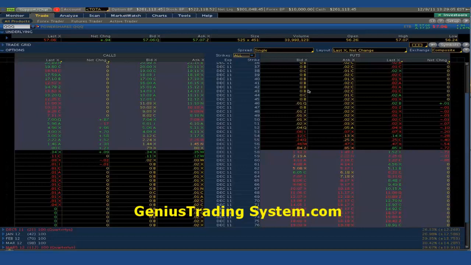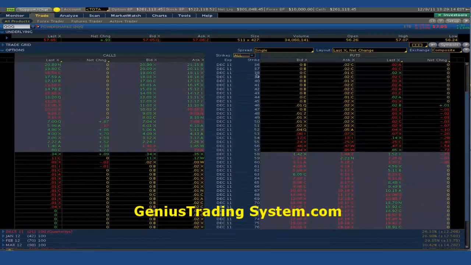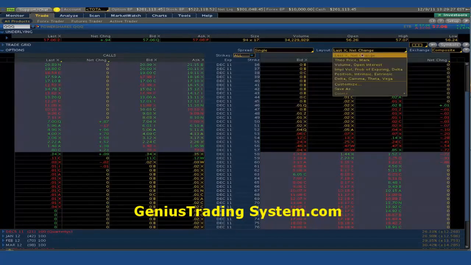One of the nice things about the Thinkorswim platform from TD Ameritrade is the fact that it gives you lots of information in one simple to read screen. And we can change our layout. The current layout that I have is the last trade, the net change for the day, and the bid and asks on each of the calls and the puts. If I wanted to, I could change that, and you could do theoretical price and the current market, volume and open interest. You could do probabilities of expiring and their delta. You can do position, intrinsic and extrinsic value, and you can also do the delta, gamma, theta, and Vega, which are the Greeks that we haven't talked about yet, but we will be getting into it in future videos.